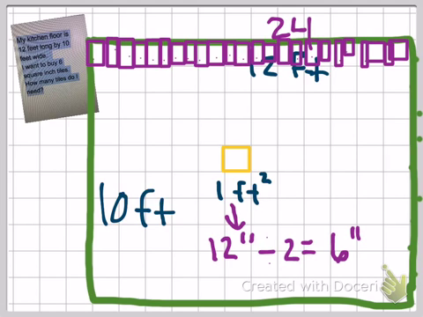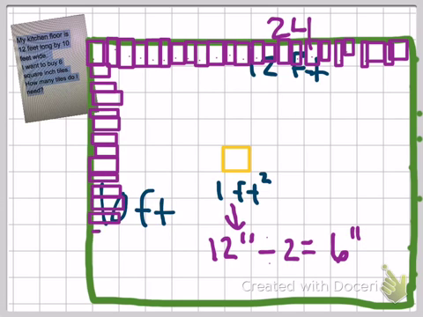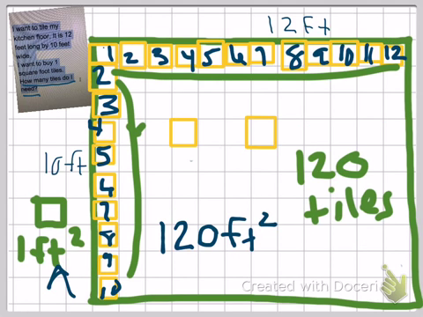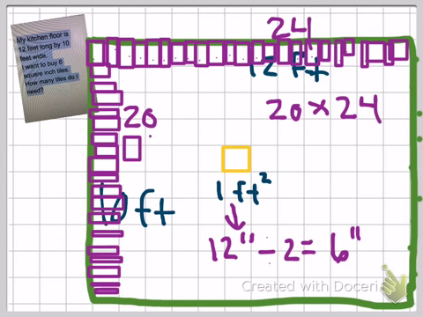And then going down, we would need 1, 2, 3, 4, 5, up to 19, and we'd have 20 going down. So you could do some math and do 20 times 24, okay? So you could get your answer that way. Or go back to the other one and know that 120 tiles is what you needed with 12-inch square tiles.